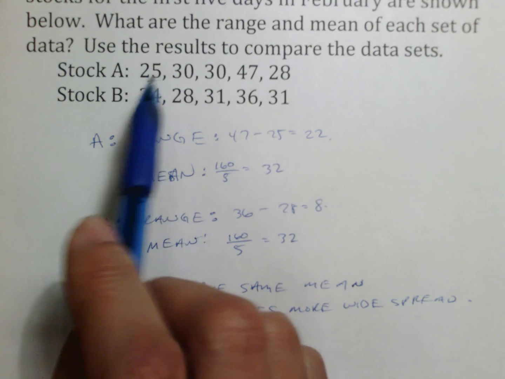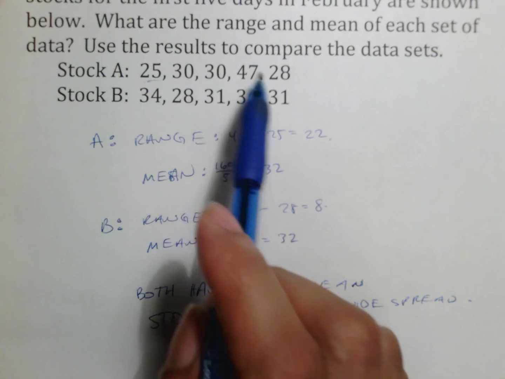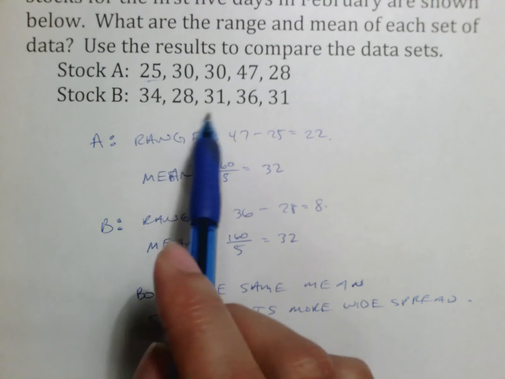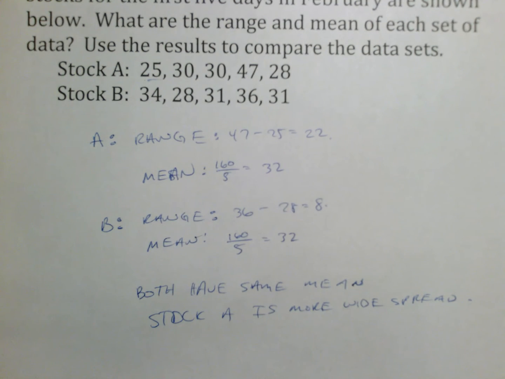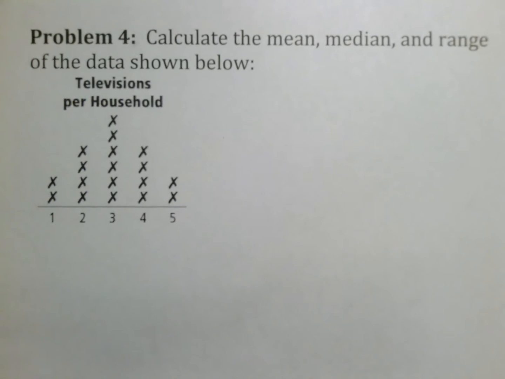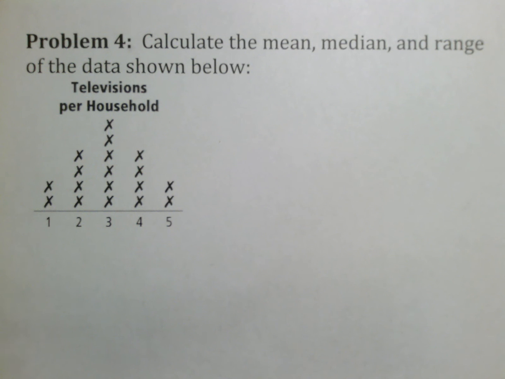You'll notice that if you look at it, your lowest number is 25, your highest number is 47. Here your lowest number is 28, and you only go up to 36, so it's not really a big difference between those two. Sometimes you might want things that are more widespread, but for the most part, a lot of people tend to want more consistency, so stock B was actually more consistent.